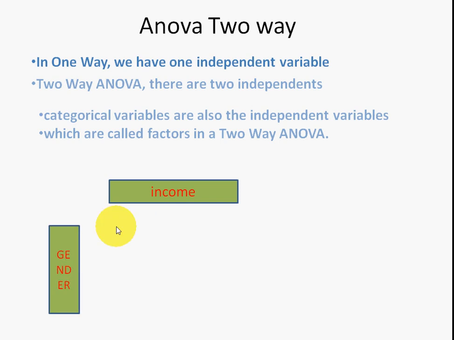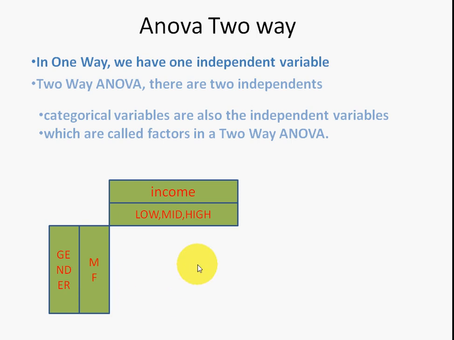Income versus gender, I am doing that one. Income can be categorized into low income, middle income and high income. Similarly gender, male versus female. So now we can get some data here. We have two factors: income is one factor and gender is one more factor. So two independent variables, therefore this is called two-way ANOVA.